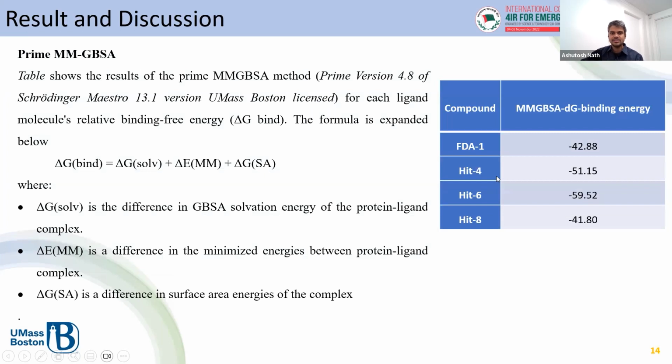I also analyzed the binding energy between the protein and my molecules. This table shows that I selected the FDA 1 drug first and analyzed it. I found -42, but Hit 4 and Hit 6 are also better than FDA 1, and also Hit 8. Why did we do the Prime MM-GBSA analysis? Because this is the best proof of binding energy. This calculation is fully computational work. I used Prime version 4.8, Schrodinger Maestro 3.1, with the UMass Boston licensed software.